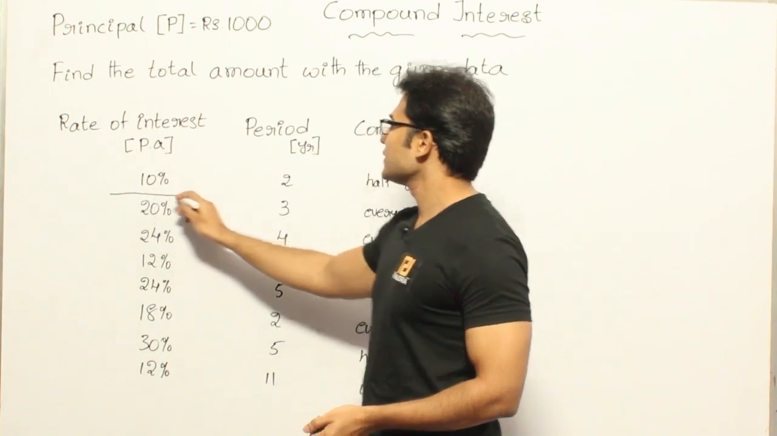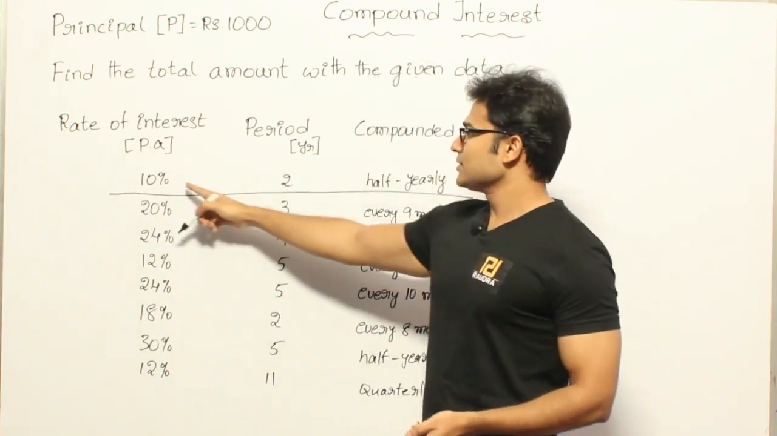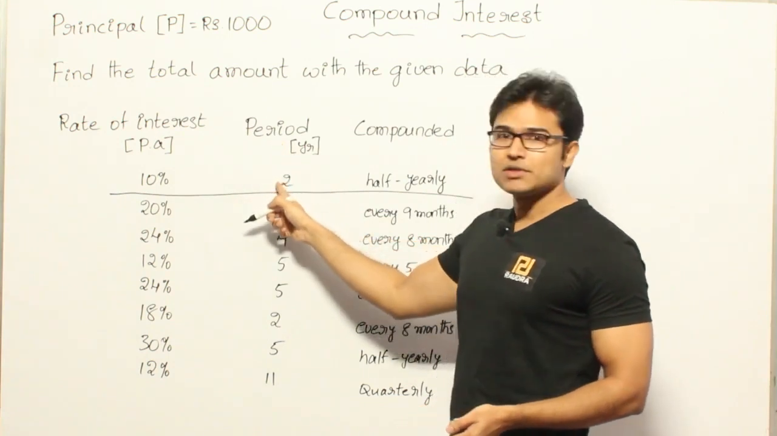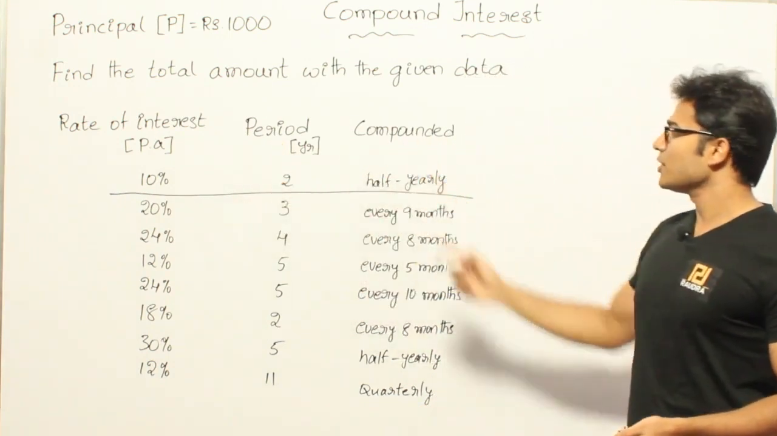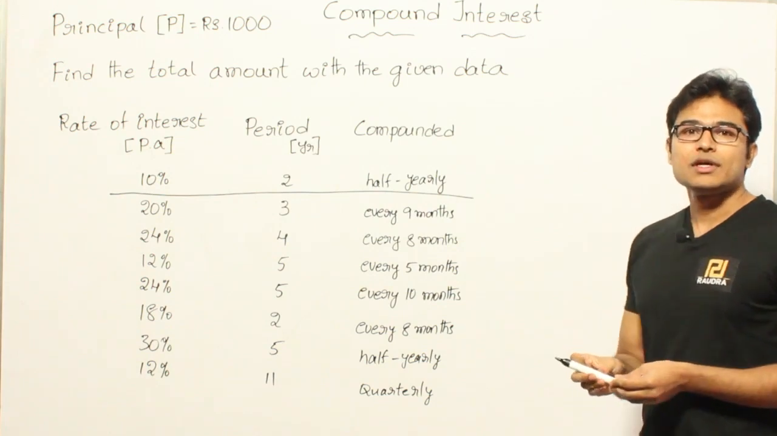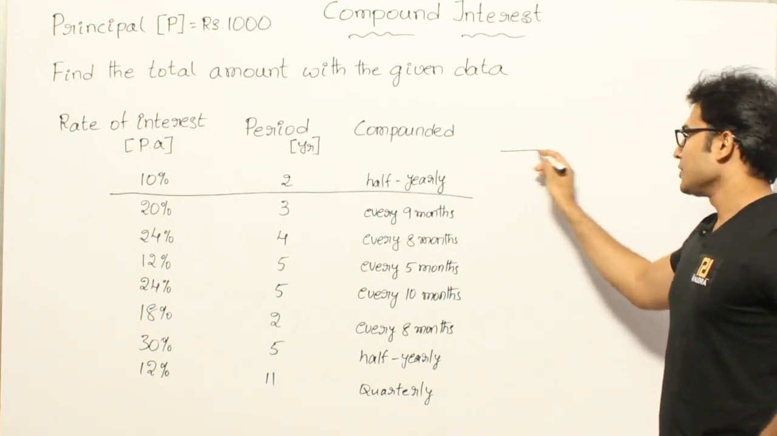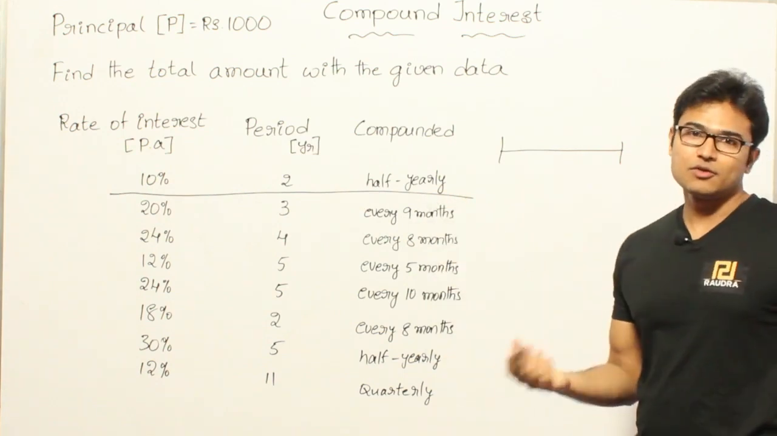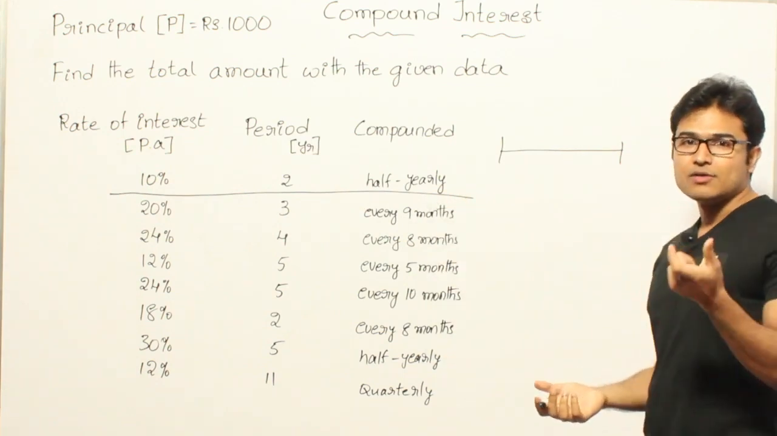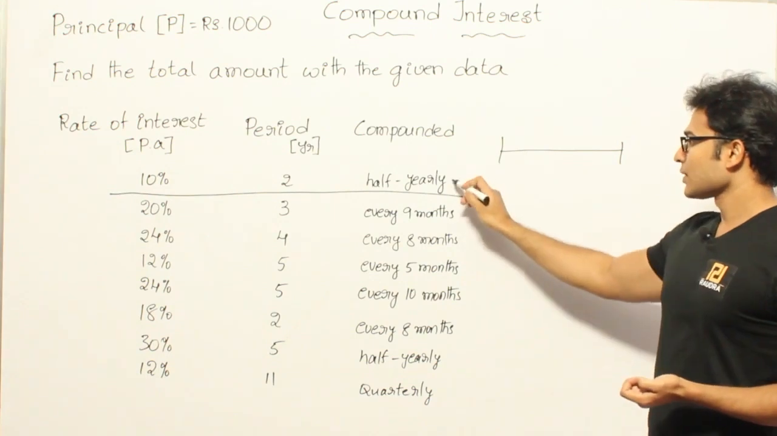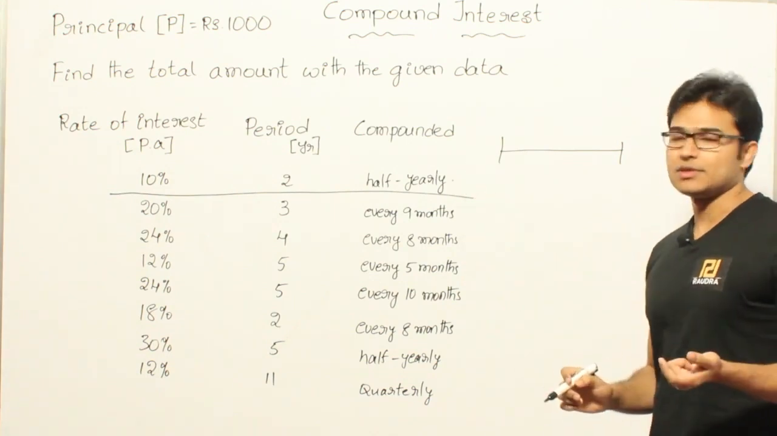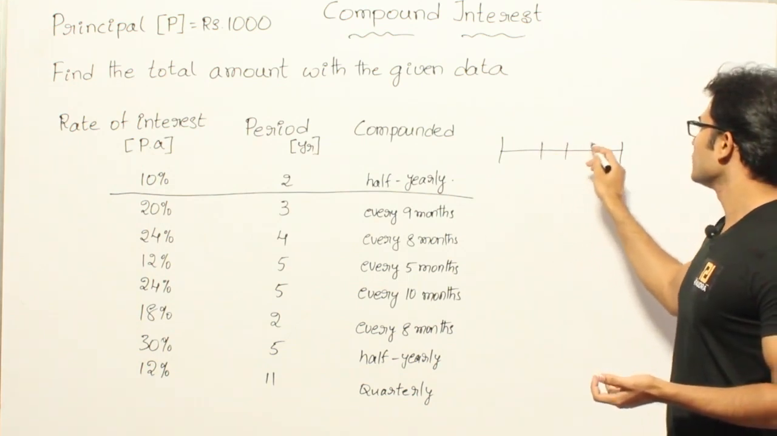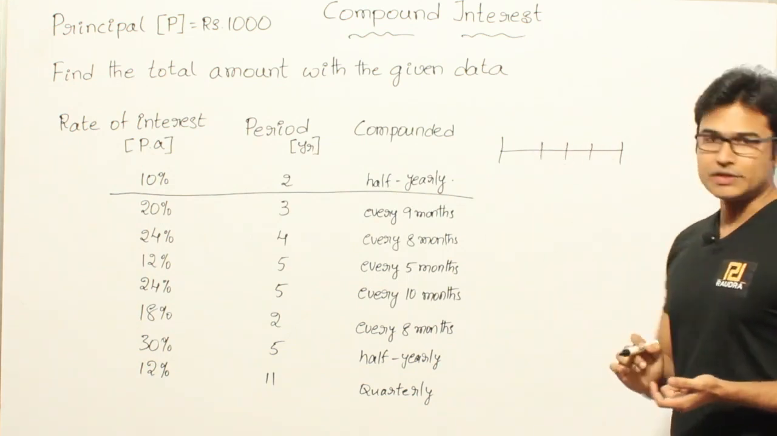So for the first case, they are saying that the interest is 10% per annum, and the total period of investment is 2 years, and the interest is compounded half yearly. So how to solve it? Find out the total time period, which in this case is 2 years, divided into a number of slots depending on the duration of each slot. The duration of each slot is 6 months. Therefore, in 2 years you are going to have 4 slots of 6 months: 1, 2, 3, 4.